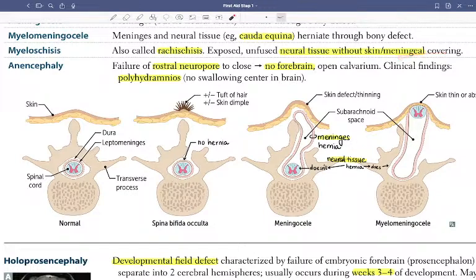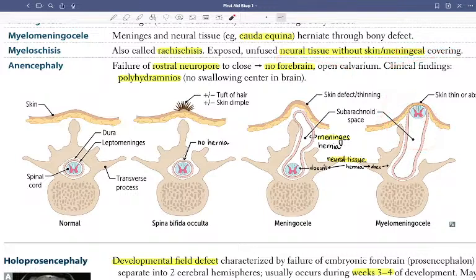Meningeal covering is also not there. There's no skin covering also. Here at least you had some skin covering. Okay, here you don't even have that. This is the common part for all: you have some defect in skin. It's not that the skin covering is completely absent, it's thin or absent, but that is also there. But here you don't have meningeal covering also. Here at least you have meningeal covering. Here you don't even have meningeal covering.